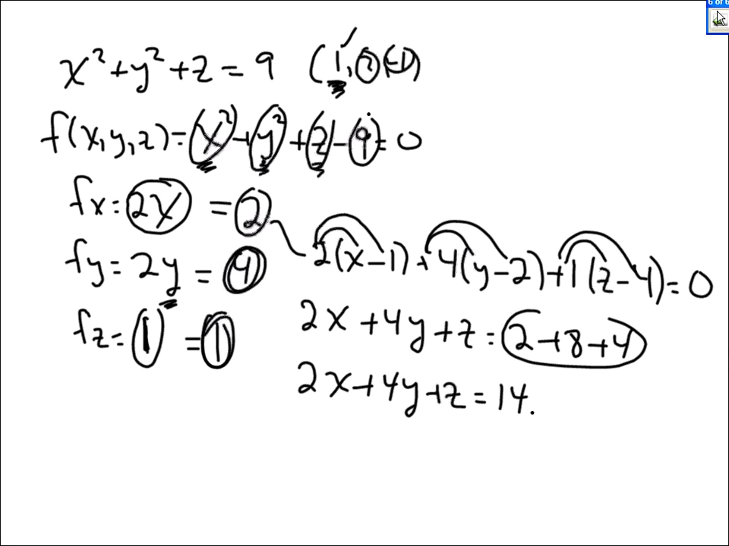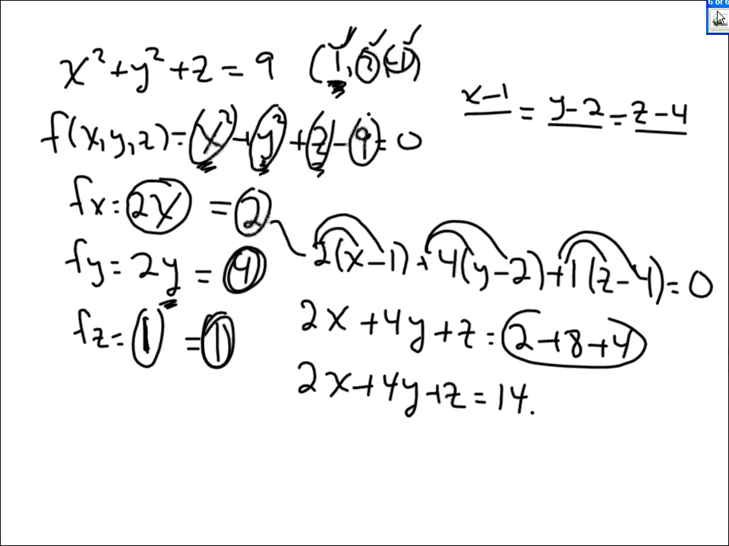And that is the equation of the tangent plane. Now, it also wanted us to find the symmetric equations for the normal line to that surface. Well, the numerators are easy. It's x minus the point, which is 1, y minus the y value, and z minus the z value, which is 4.